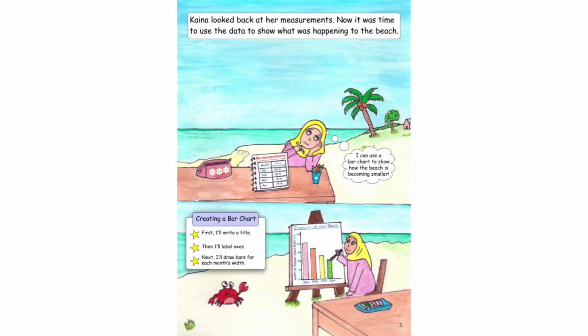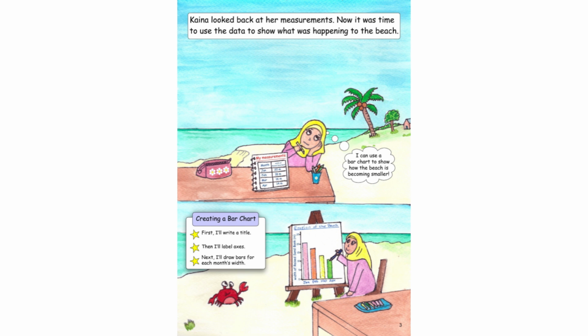Page 3. Page illustration description. In the upper half of the page illustration, Kaina sits at a table beside the beach, studying her notebook. The notebook contains 4 monthly measurements: January, 20 meters; February, 18 meters; March, 16 meters; and April, 14 meters. She realizes that she can use a bar chart to show how the beach is becoming smaller. In the lower half of the page illustration, she kneels beside an easel and colors 4 bars on a chart entitled Erosion of the Beach. The horizontal axis shows the months from January to April. The vertical axis shows the width of the raised sandbank in meters. Each successive bar is 2 meters shorter than the previous one. A red crab watches nearby. End of page illustration description.